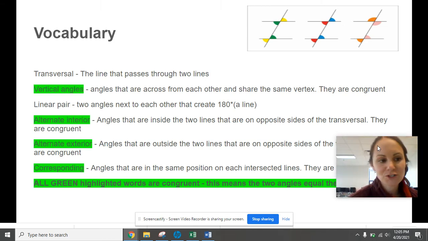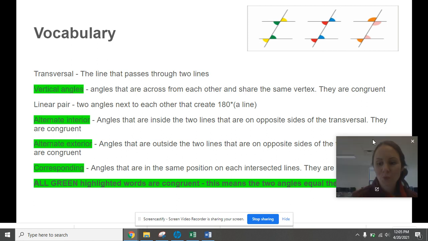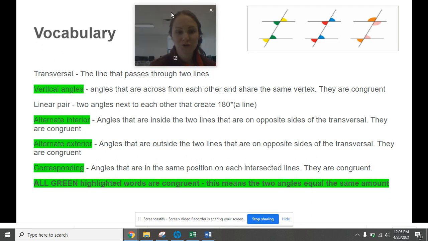Hi, so we are going to talk about some vocabulary here that's going to be important for this next part. We are looking at parallel lines with a transversal through them. So if we look up at the top here, we see that we have different sets and we have a line going down through the middle that is the transversal. It passes through two lines, and our lines are parallel, which means they are never going to touch, like train tracks. Okay, they're never going to cross over. They're always going to be running parallel to each other.